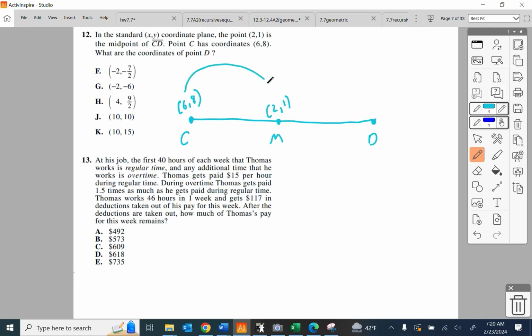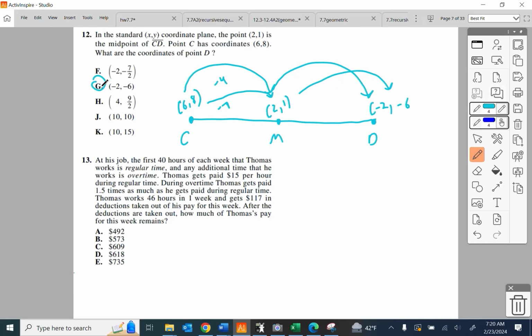So if I move from left to right, I lose 4, and I would expect that pattern to continue happening. 2 minus 4 is -2. And I would lose 7, and I'd lose 7 again. 1 minus 7 is -6. Correct answer is G.